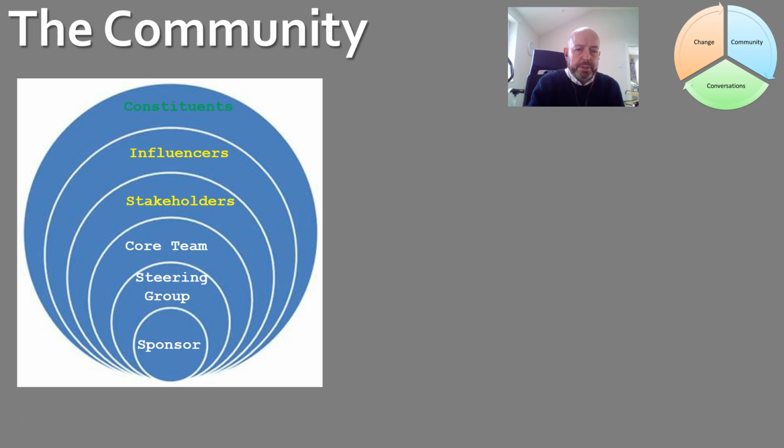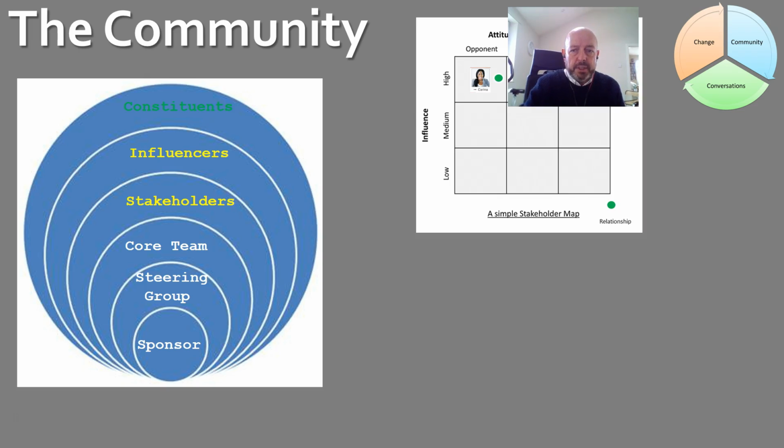Then there's 2 other groups that are vital for a change. I like to separate them out. Stakeholders are people who have authority, usually due to their position. And influencers have authority, but usually due to their reputation and social network.